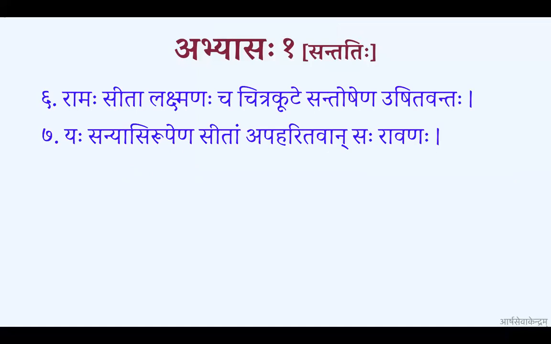Okay. Kriya padam will be asti. Saha Ravanaha asti. That is the primary one. So we are talking about Ravana. We are saying he is Ravana. Who is Ravana? He who has taken Sita away in the form of a sannyasi. He is Ravana. Okay. So kriya padam asti. Kaha asti. Saha asti. Ravanaha. Okay, Ravana asti.